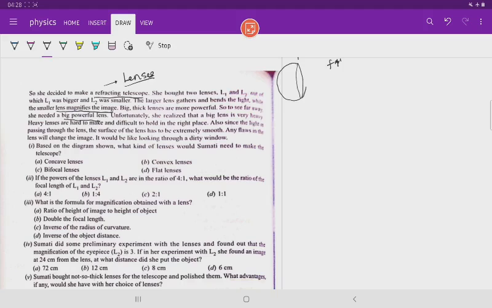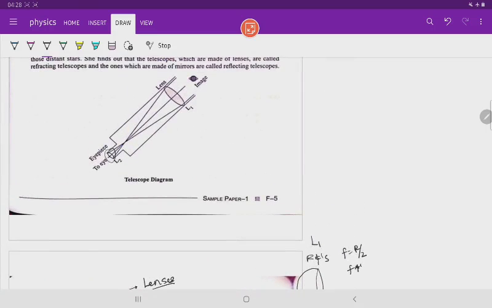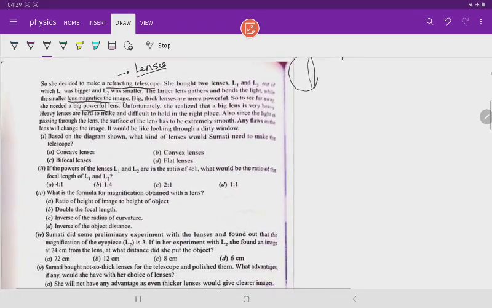Based on the diagram shown, what kind of lenses would Sumati need to make the telescope? Here we can see in the diagram that both the lenses are thicker at the center and thinner at the edges. So obviously it should be a convex lens. So what type of lens is she using then? She is using a convex lens.